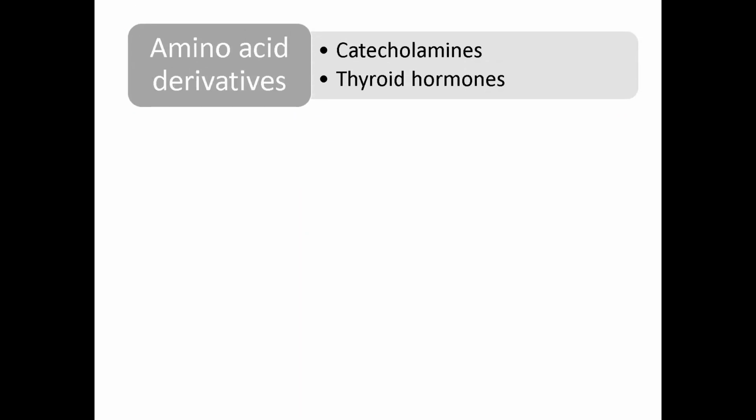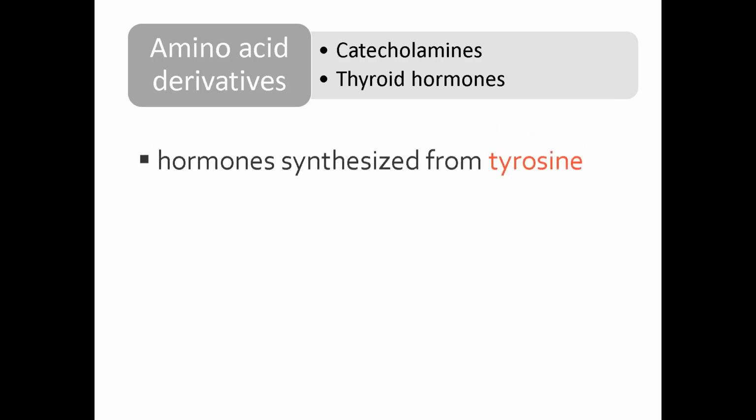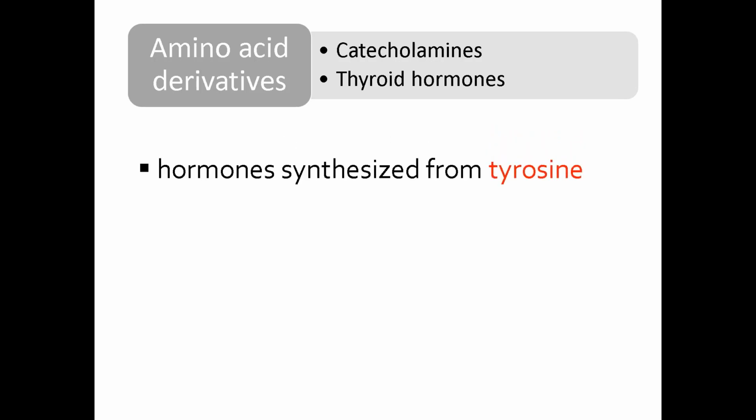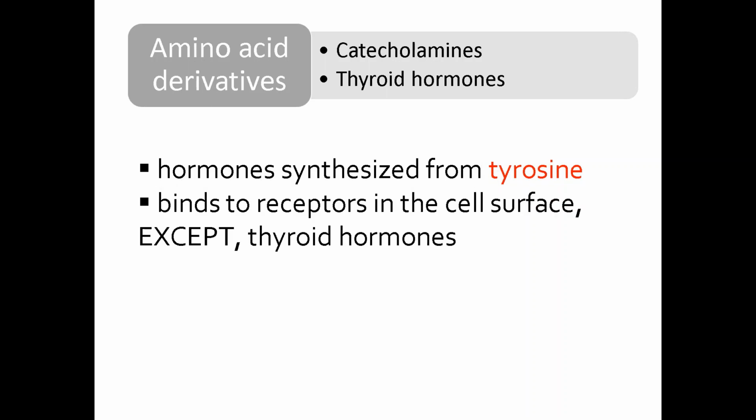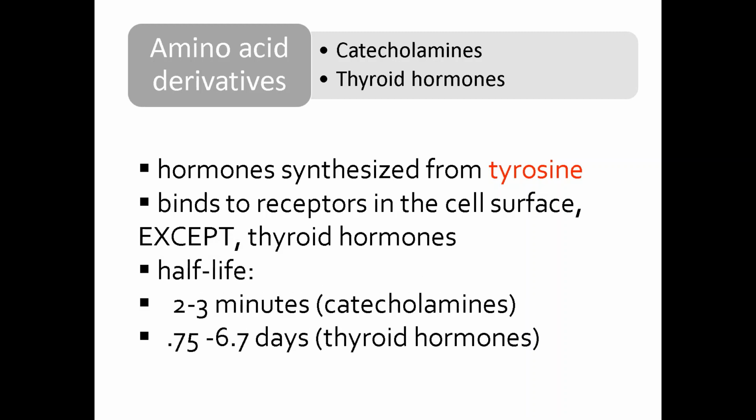The next classification are the hormones which are amino acid derivatives. Particularly, they are derived from the amino acid tyrosine. All of these amino acid derivatives, particularly the catecholamines, would bind to receptors in the cell surface since they are polar in nature, except for the thyroid hormones, which bind to nuclear receptors. The half-life can range from 2 to 3 minutes, such as your catecholamines, epinephrine, norepinephrine, while your thyroid hormones can last for 0.75 to 6.7 days.